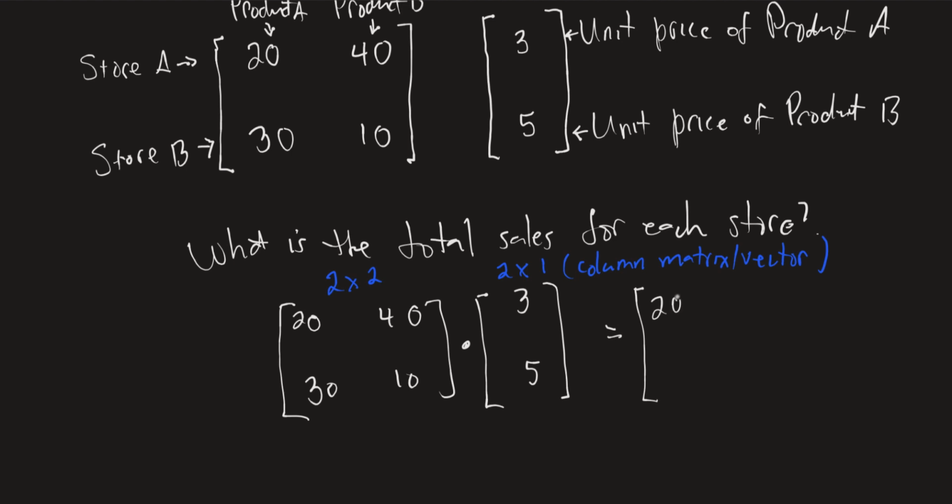So if I did 20 times 3, and then 40 times 50, that would give me the total sales for product B, but I want the total sales overall for the entire store, so then I would have to add these two together, right?